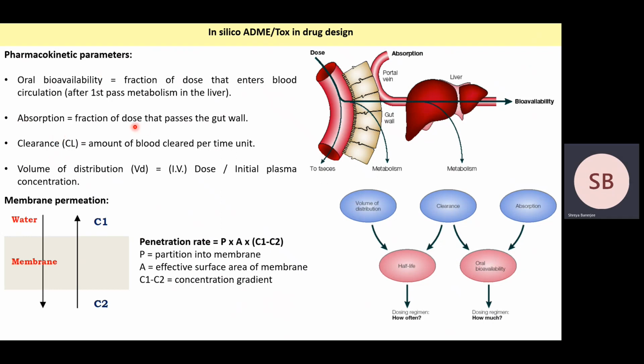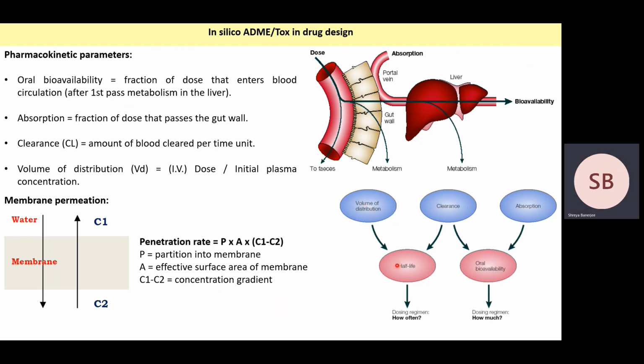Then the absorption, the fraction of dose that passes the gut wall. This must also be high because otherwise the drug will be excreted without being allowed to carry out its function. Then clearance or CL, which is the amount of blood cleared per unit time. And finally, the volume of distribution VD, which is the IV dose divided by the initial plasma concentration. The volume of distribution must also be quite high so that the drug is distributed throughout the body.